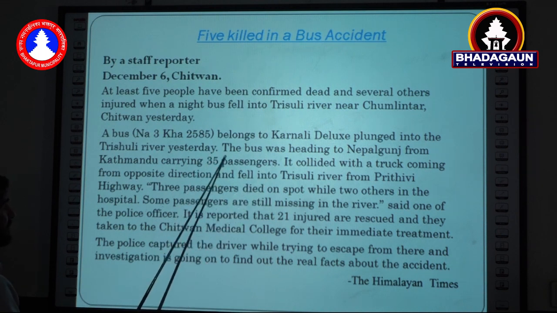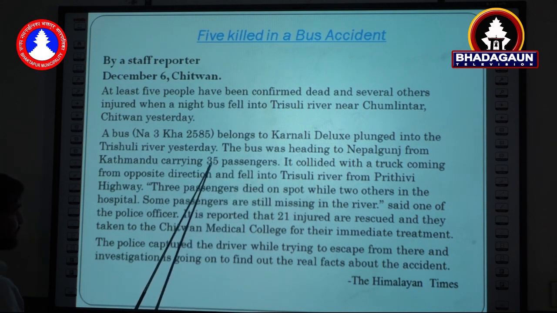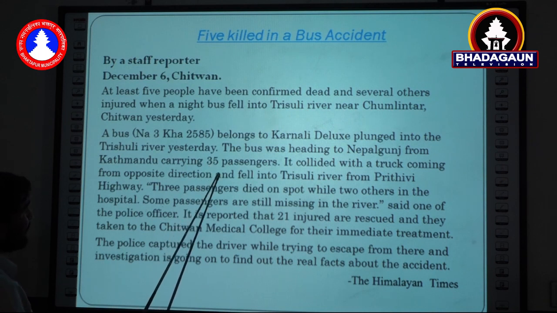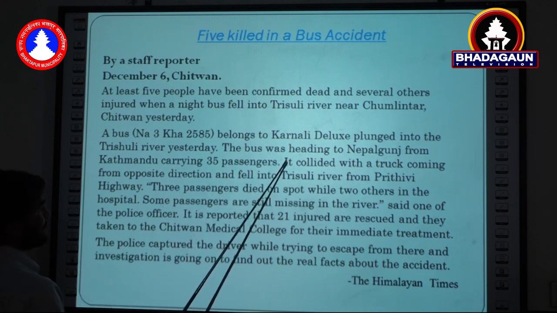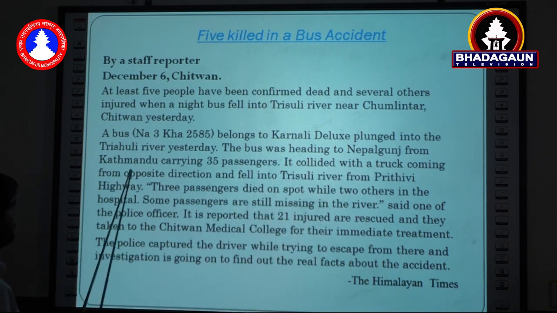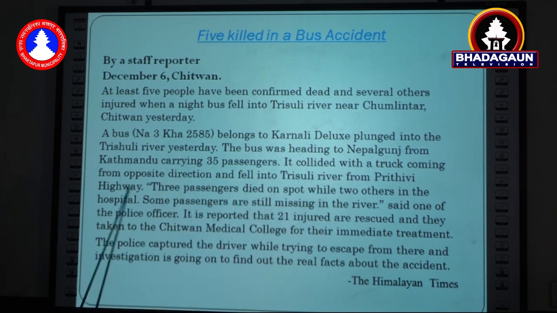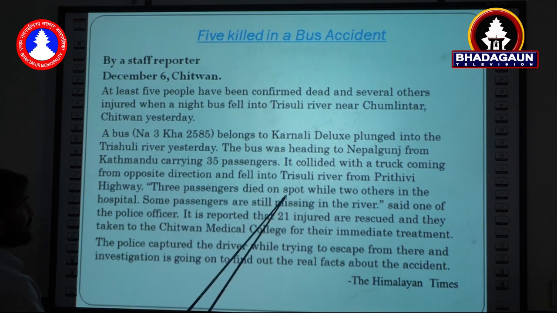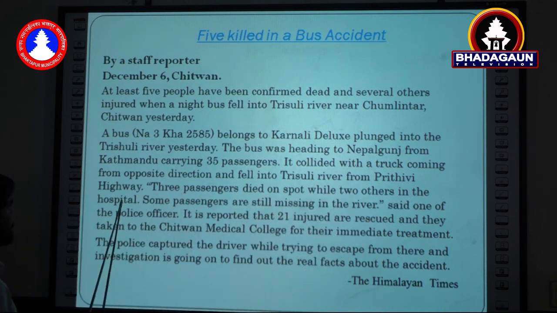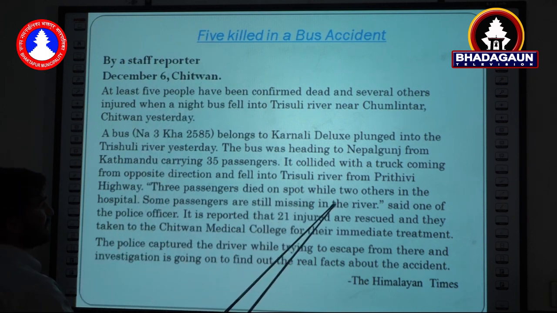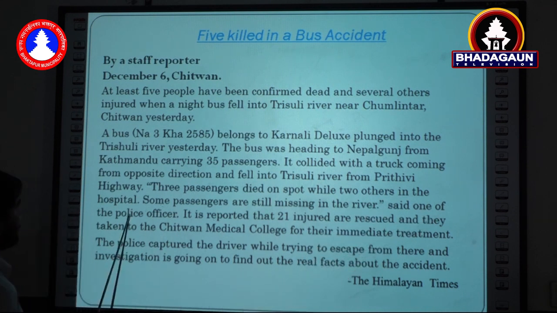Though the total number of passengers is not given in the clue, you can add. So think about the calculation; it should not be more or less than the facts given in the clues. It collided with a truck coming from the opposite direction and fell into Trishuli river from Prithvi highway. 3 passengers died on the spot while 2 others in a hospital. Total 5. Some passengers are still missing in the river, said one of the police officers.